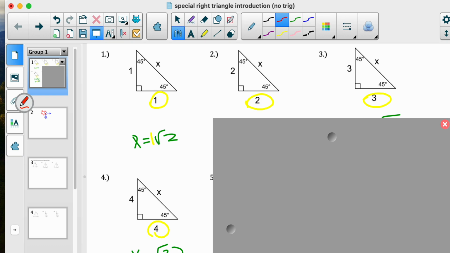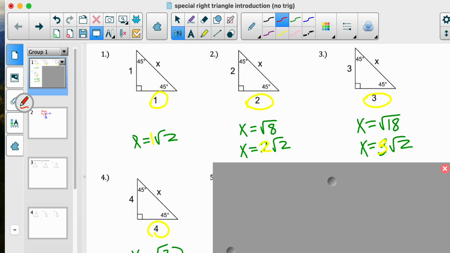On number 2, when we did simplest form, when you used your ladder method on square root of 8, you got 2 square root of 2. And for number 3, after we ladder, we get 3 square root of 2. Raise your hand if you saw the correlation between the number out front and the original side length. How many of you saw that pretty quickly, or you went back and saw it after you got to question 6?